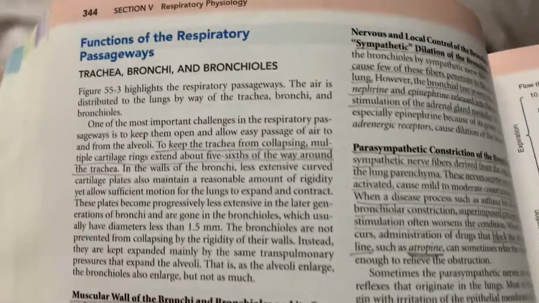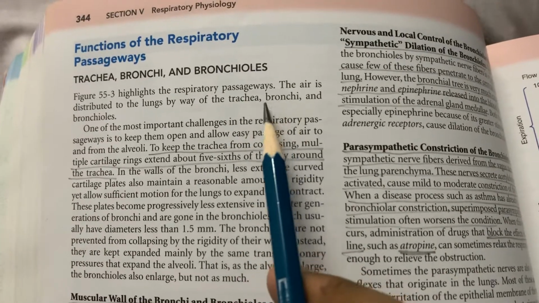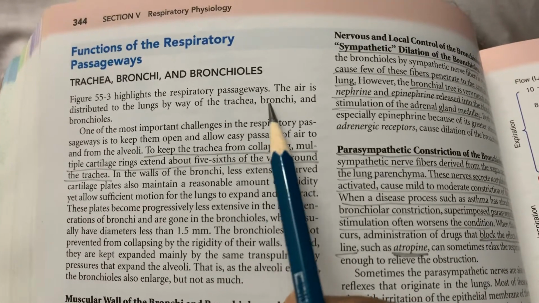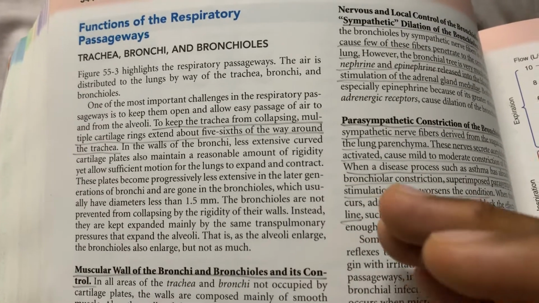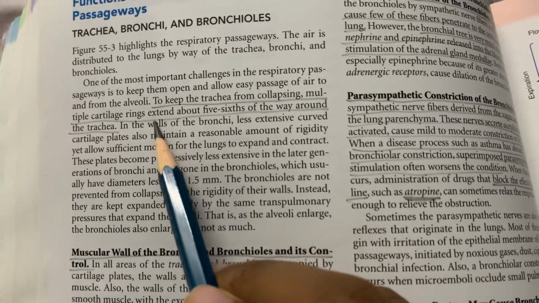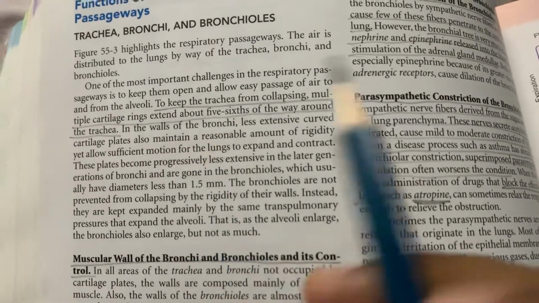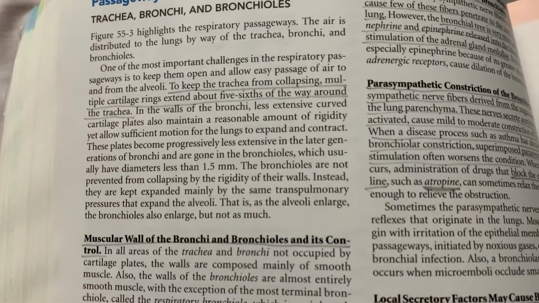Next, what are the functions of the respiratory passageways? The air is distributed to the lungs by way of the trachea, the bronchi, and the bronchioles. The most important challenge is to keep all these structures open. To prevent the trachea from collapsing, we have multiple cartilaginous rings that are complete anteriorly and slightly incomplete posteriorly. They extend about 5/6 of the way around the trachea.